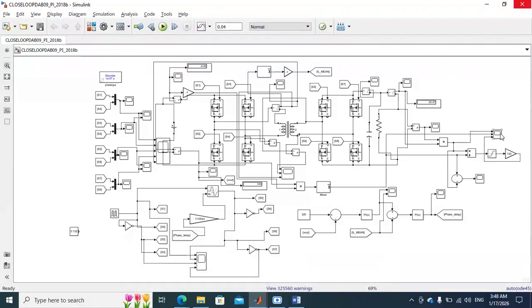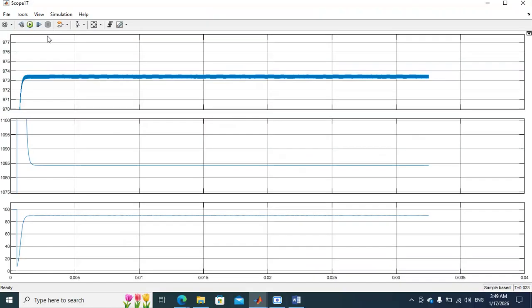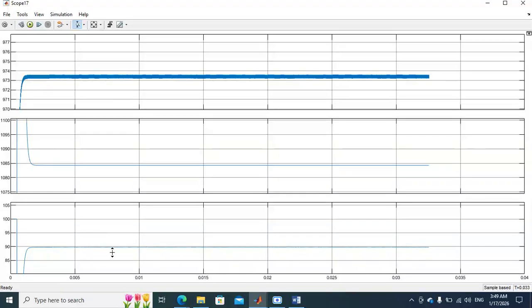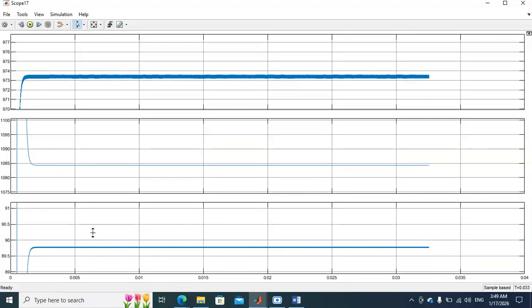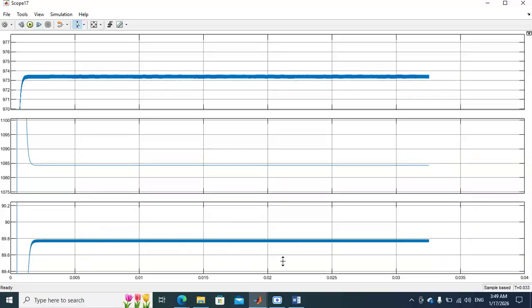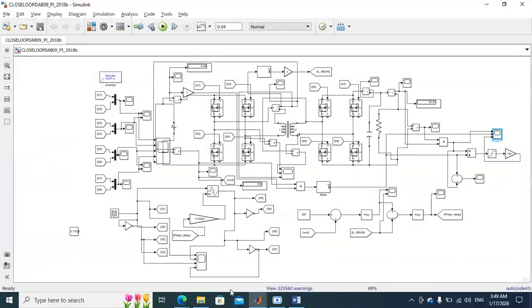And here the efficiency of the PI controller is in the range of 90%, or 89.8%. In this, the output power is around 973.5 watts and the input power is around 1085 watts. So the efficiency is around 89.8%.